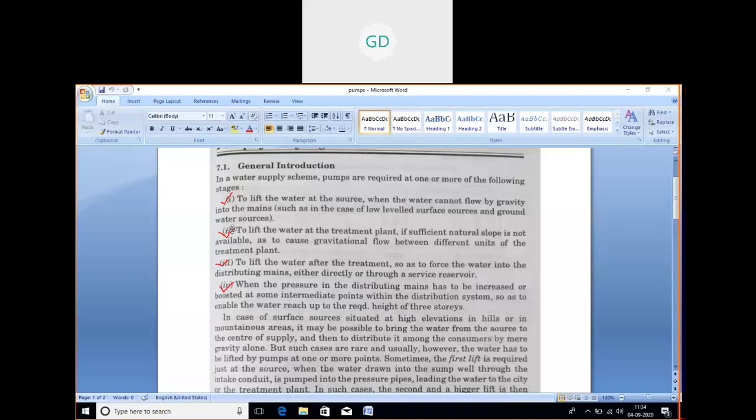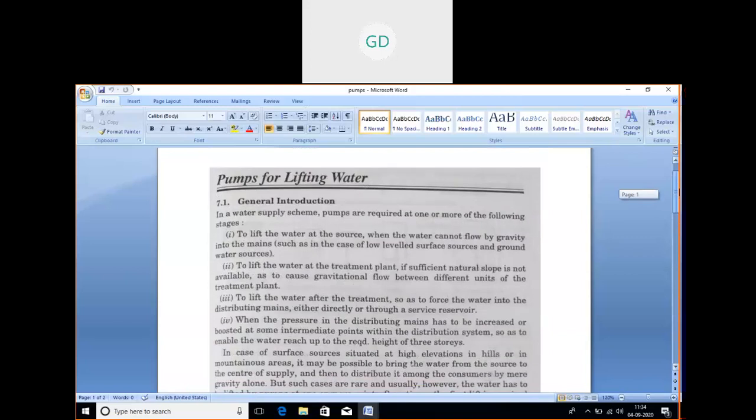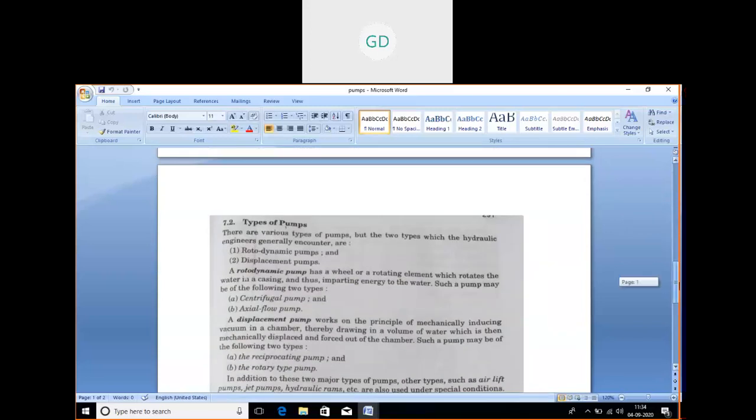So let us see what are the different types of pumps used. Have you taken a screenshot of this one? These 4 points you need to write down. Take a screenshot if you have not taken. Okay, so now let's see what are the types of pumps.